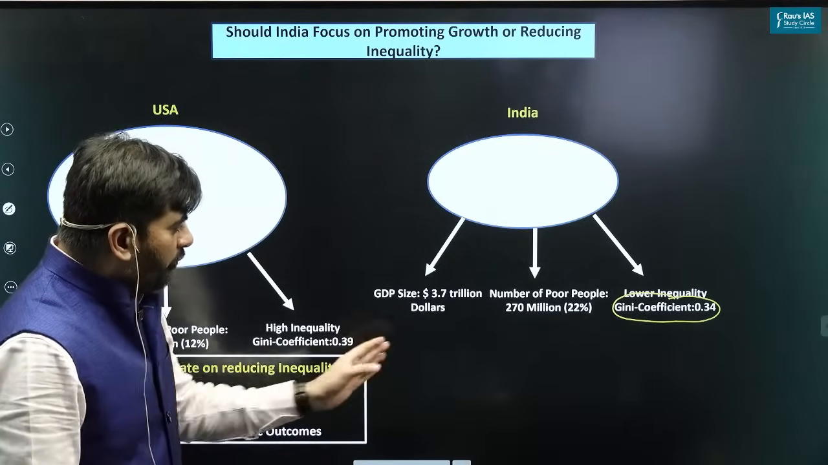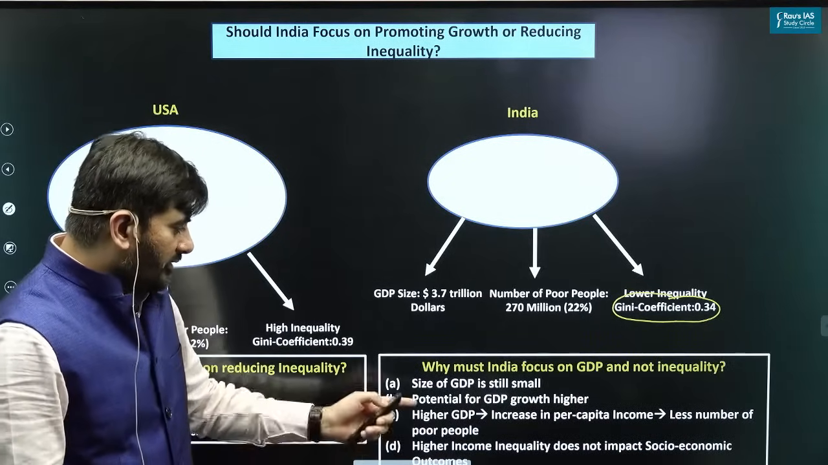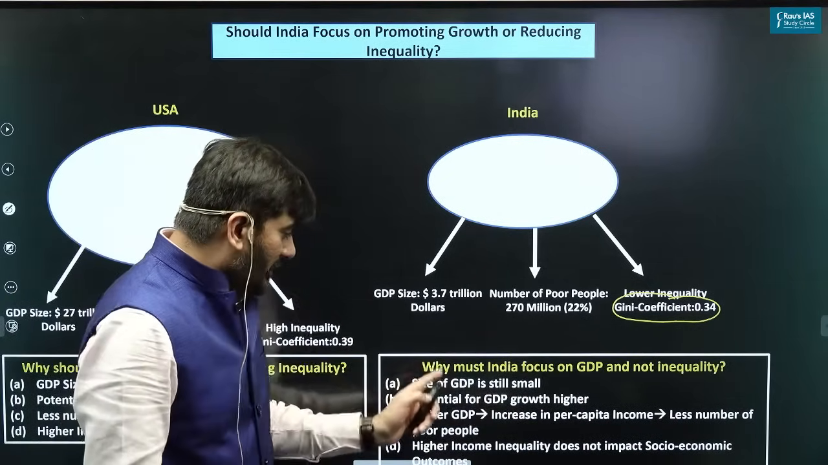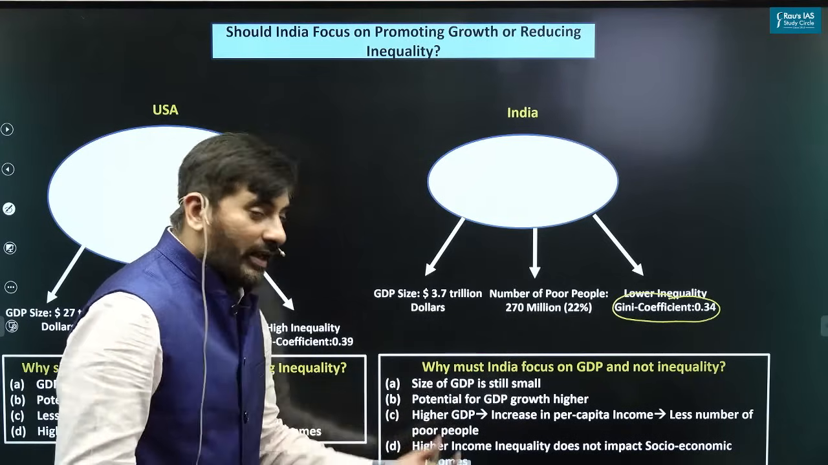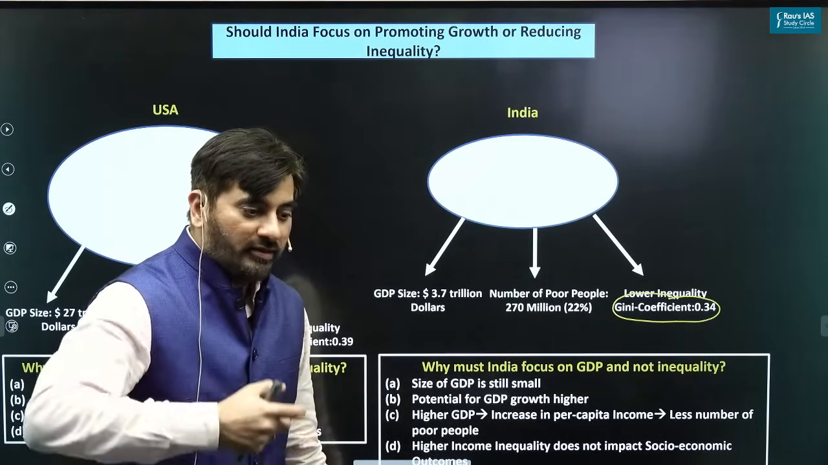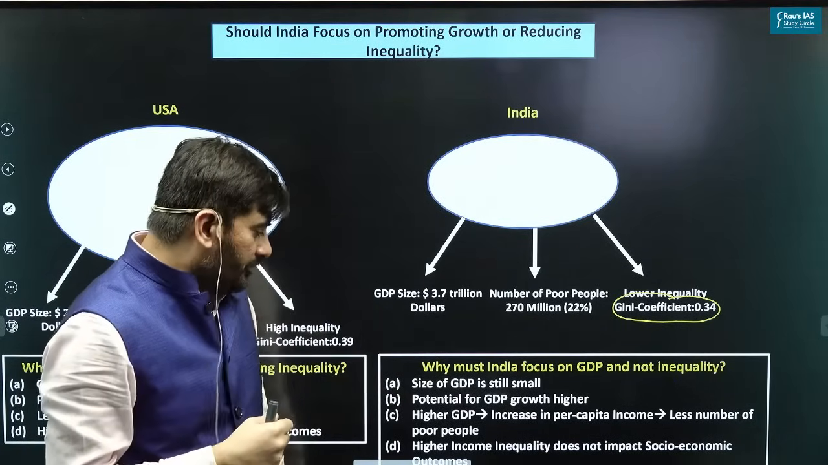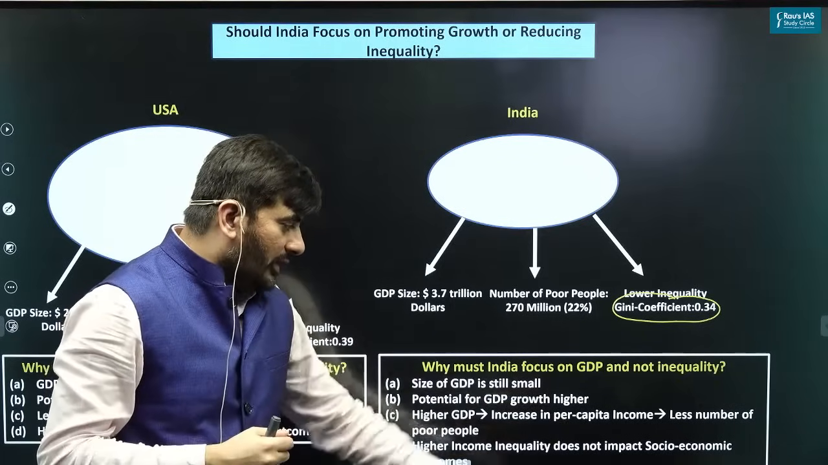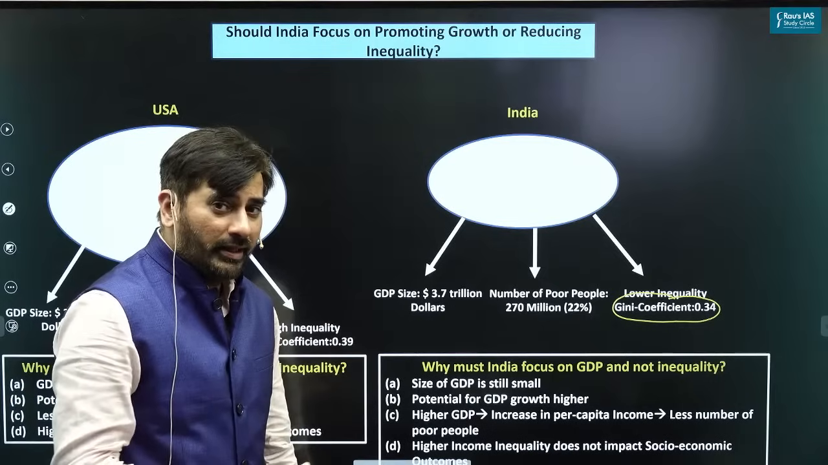India should focus upon increasing its GDP size. So can you see the size? India should focus on increasing GDP size, because our size of GDP is still small. Because it is still small, we have huge potential for growth and development. Higher GDP will lead to higher per capita income, because of which we can pull a large number of people out of poverty.